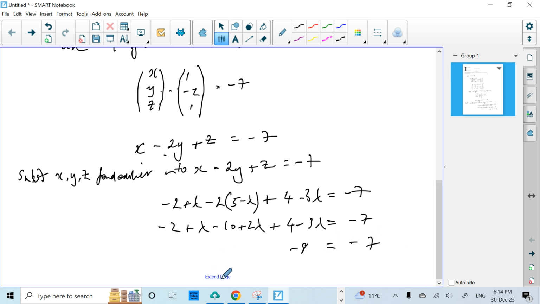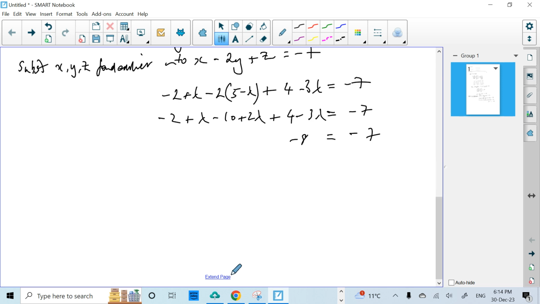Now, that may not add up, and it's not supposed to, because what that tells us is that there is no intersection. If there was an intersection, they'd be equal to one another. So the fact that minus 8 is equal to minus 7, which perhaps doesn't make a lot of sense, means there is no intersection. So I can say, therefore, no intersection.